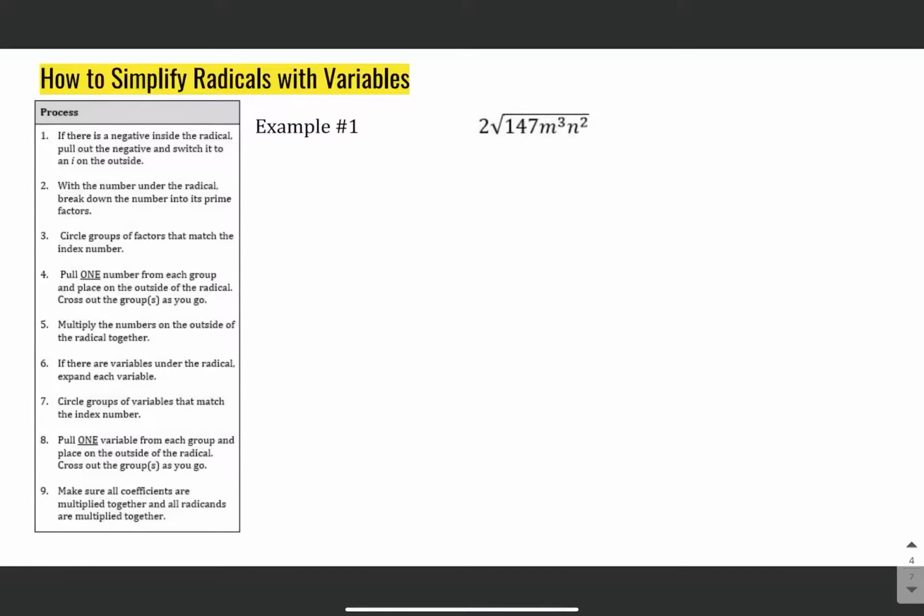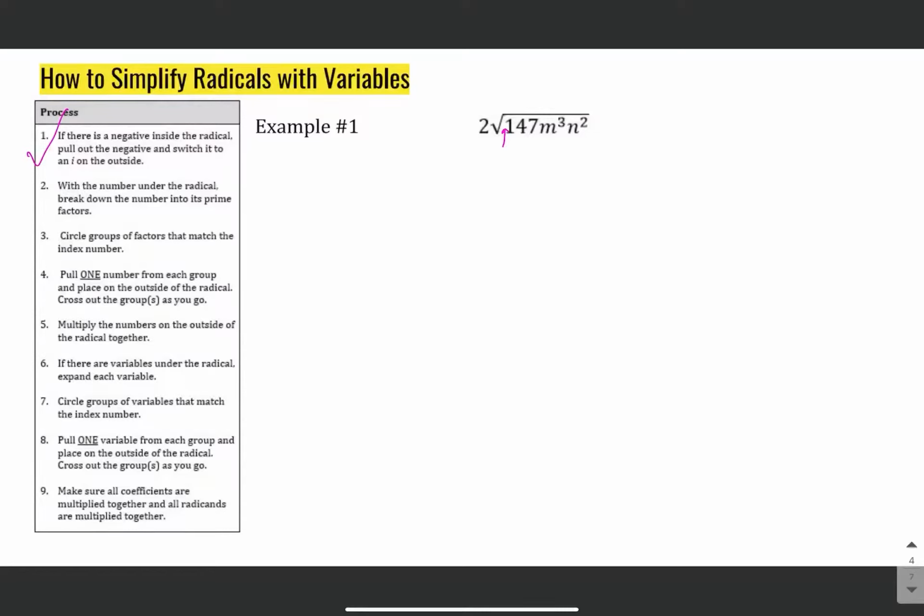So I put the process here on the side for you. Obviously, this is going piece by piece. Once you get the hang of this, the process goes by a lot faster. But while you're new, I just took it one piece at a time. So let's look at our first step. Our first step here is if there's a negative inside the radical, we need to pull out the negative and switch it to an i on the outside. Well, if I'm looking on the inside, I do not see a negative on the inside right here. So I think I'm good with that step.